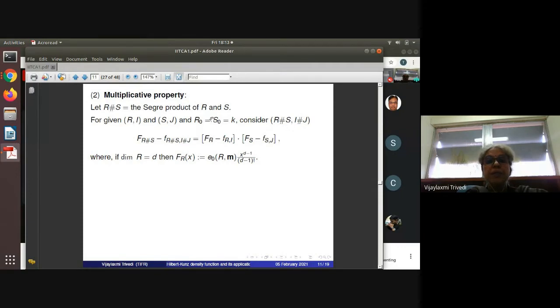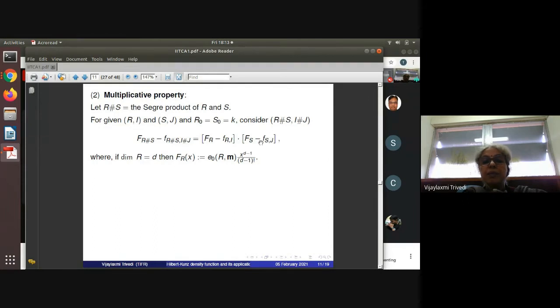So in fact, it's given in a very simple way. You take the polynomial given by e0, the usual multiplicity of the ring at the maximal ideal, times x^(d-1) over (d-1)!. So this is simply a polynomial, not compactly supported, note that. Similarly, for any ring I can define it. This one is very easy to check because the multiplicity will be just a product of the multiplicities of R and S. So this I know very well. So this minus this: the density function of the Segre product is the product of these things, the Hilbert-Kunz density function minus this polynomial, same for the other.